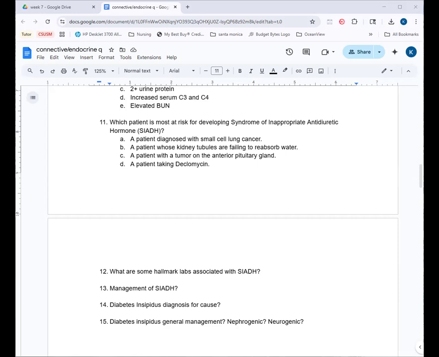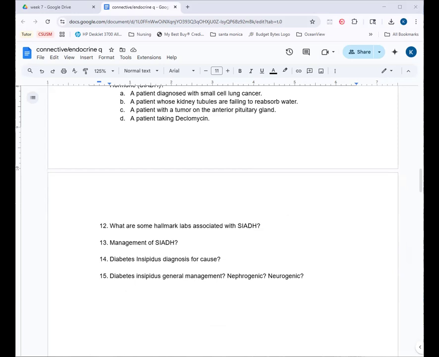All right, so the answer to this one is A, a patient diagnosed with small cell lung cancer. The reason for this is that the tumors like to produce ADH, leading to SIADH. Fun stuff.